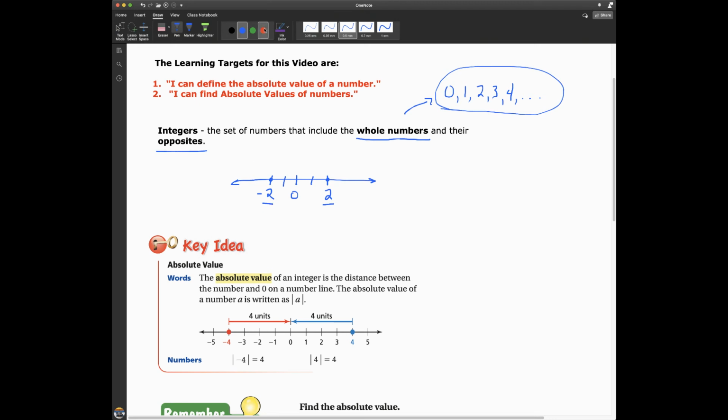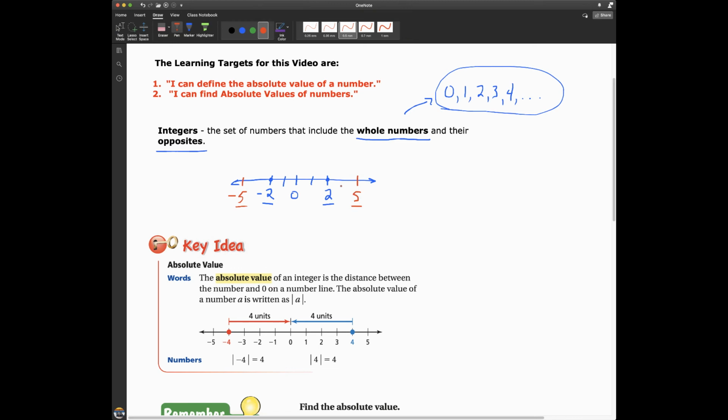What would be the opposite of, let's say, I'm out here, let's say this is -5. What would be the opposite of -5? Okay, very good. The opposite of -5 would be +5.